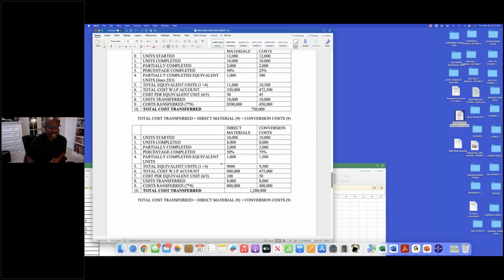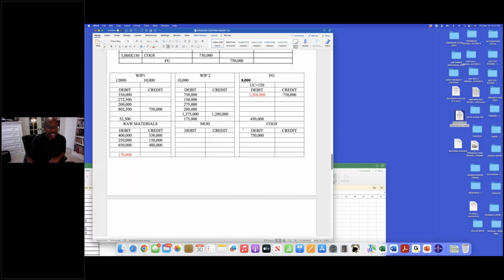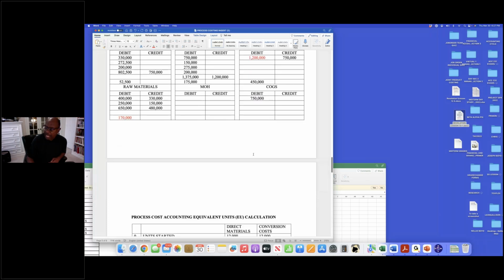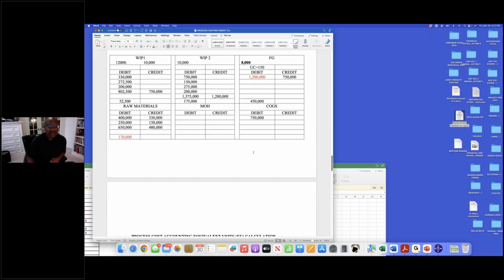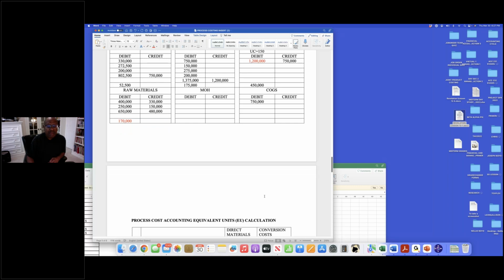So we said cost of goods manufactured always comes from what account? Work in process account. When I look in this account, I know that the answer is going to be what? In work in process? Yes, I have to go to work in process two. And so I know then that my cost of goods manufactured is going to be what?